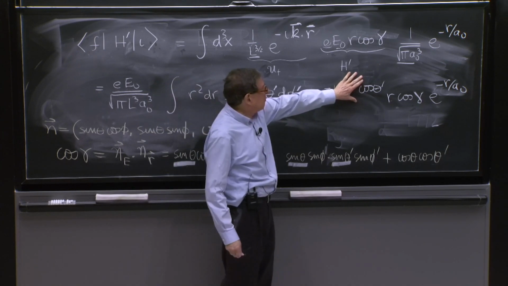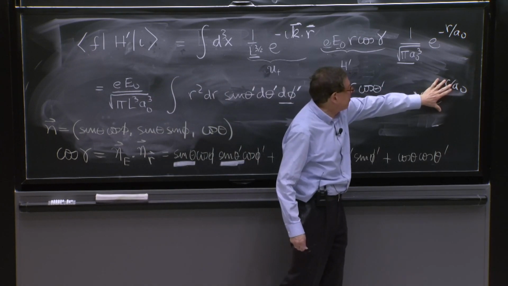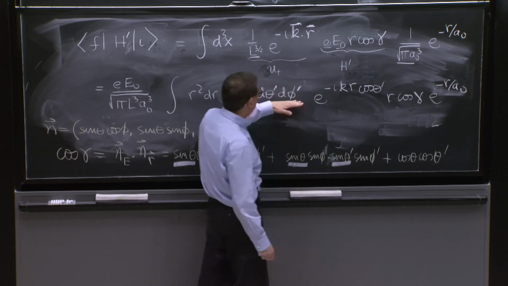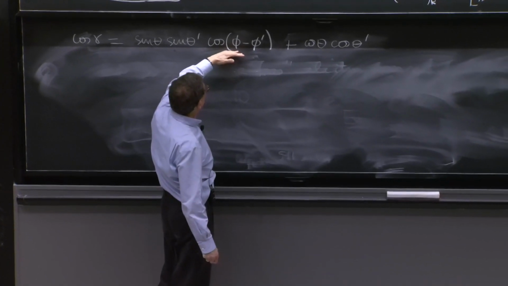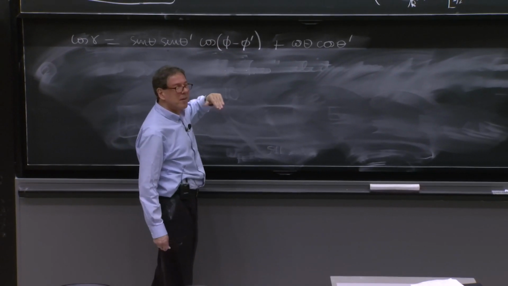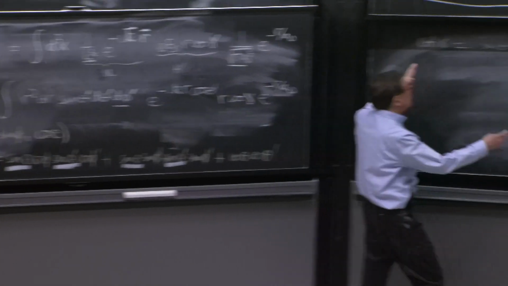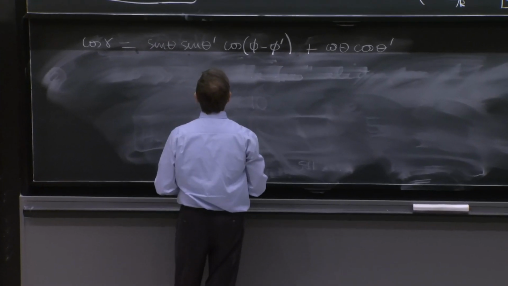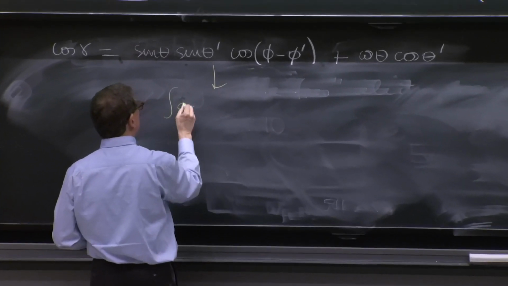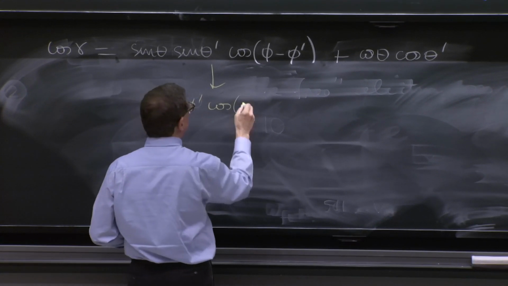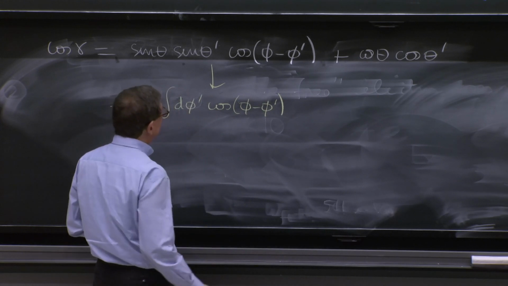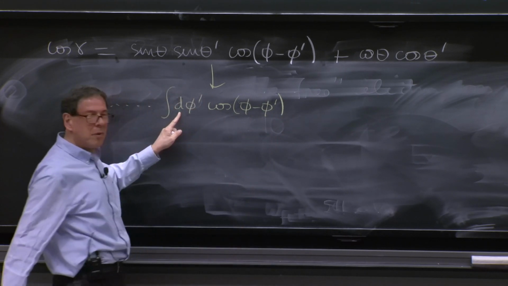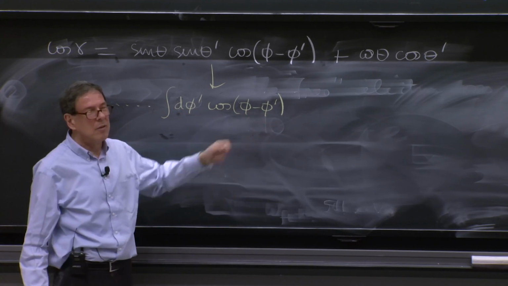This does not depend on phi prime. But cosine gamma can depend on phi prime. But here it has this thing, cosine of phi minus phi prime. So when you try to do the integral of this d phi prime with this term, this term will give eventually the integral of d phi prime times cosine of phi minus phi prime times a lot of messy things. But this integral is 0 because you're averaging over a full period.